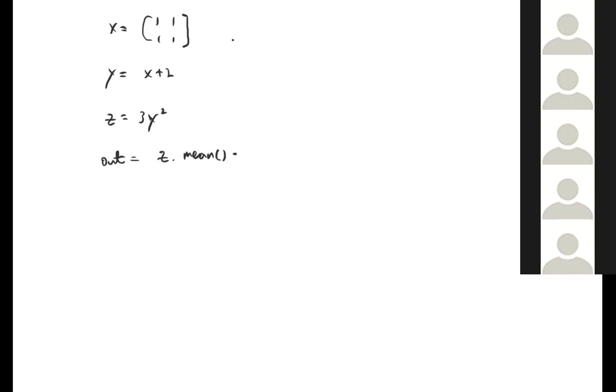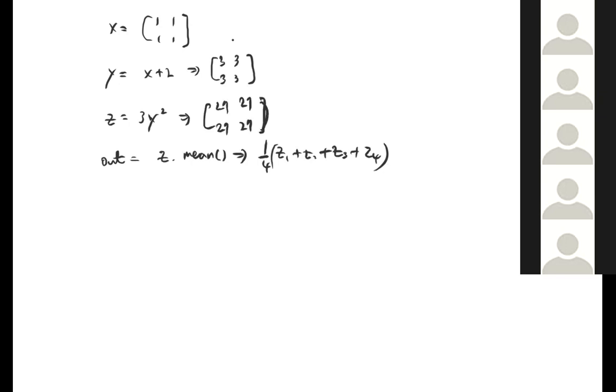which is one over four, Z1 plus Z2 plus Z3 plus Z4. So here it is 3, 3, 3, 3. Here it is 27, 27, 27, 27. And I'm just referring to these as 1, 2, 3, 4, Z1, Z2, Z3, Z4. And if you represent this in a directed acyclic graph, is everybody seeing the whiteboard? Oh, okay. So everybody was seeing the whiteboard.